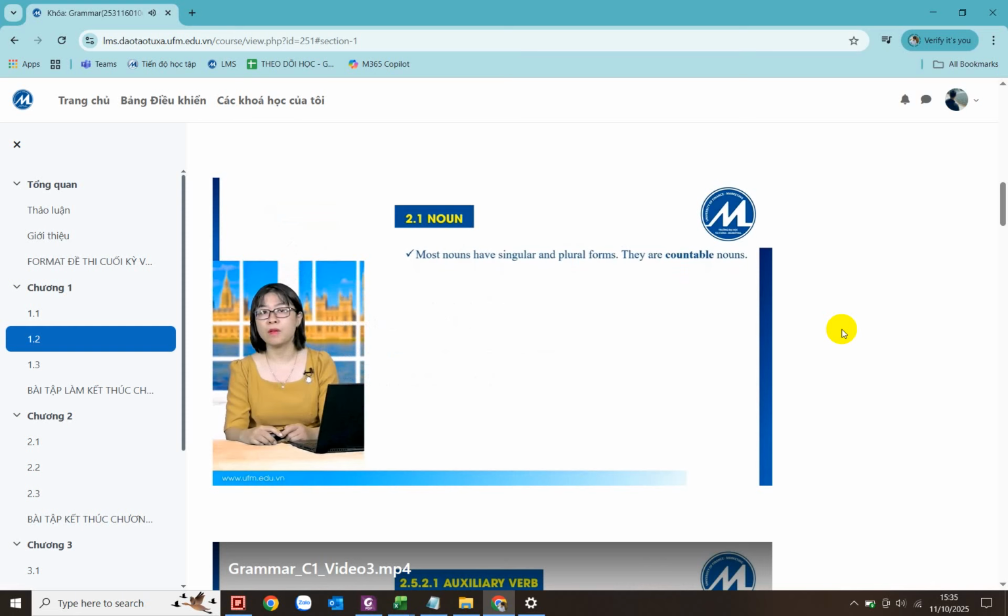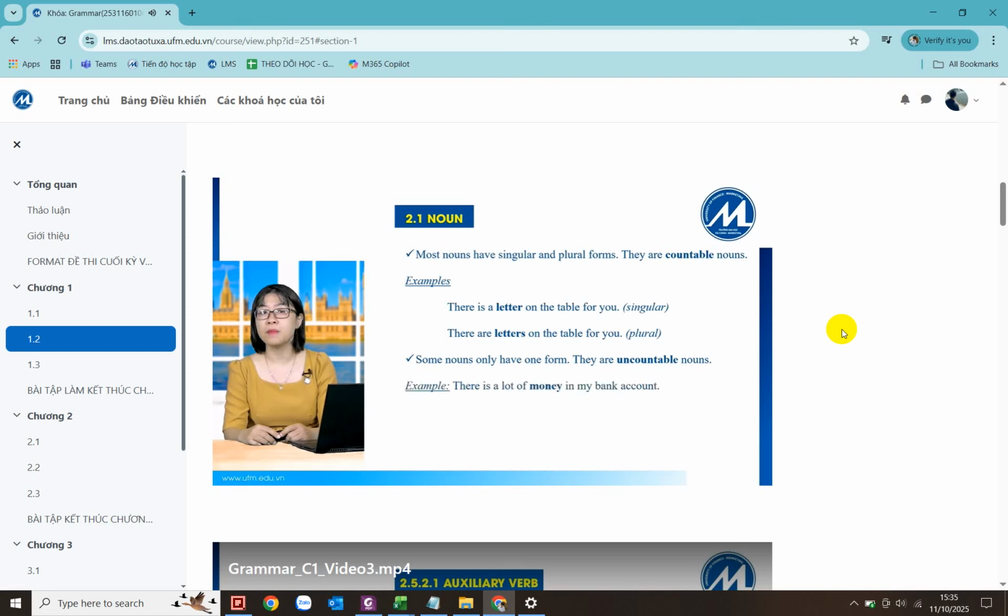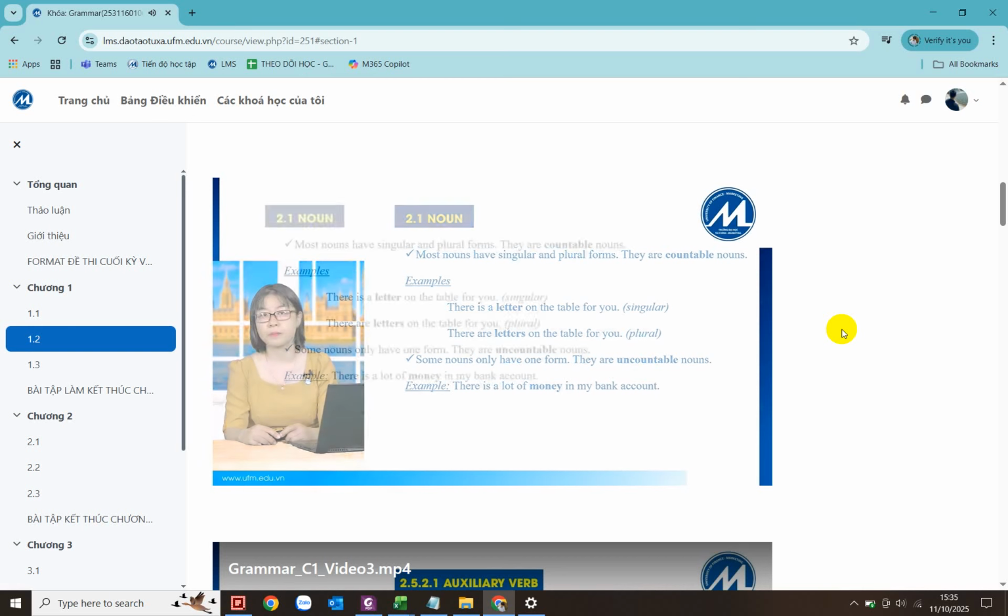Most nouns have singular and plural forms. They are countable nouns. For example, there is a letter on the table for you. There are letters on the table for you. In the first sentence, letter is in its singular form, and in the second sentence, letter is in plural form. However, some nouns only have one form. They are uncountable nouns. For example, there is a lot of money in my bank account, so money is an uncountable noun.